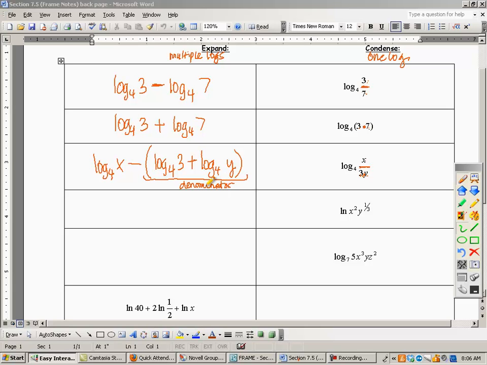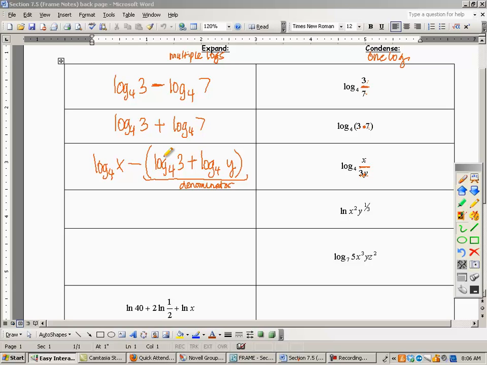Okay, so that's why I like the parentheses. You don't necessarily have to have it. And if you don't have the parentheses, you'd have to take this negative and distribute it to both. But I think the parentheses are helpful because it says both of these things then should be in the denominator.